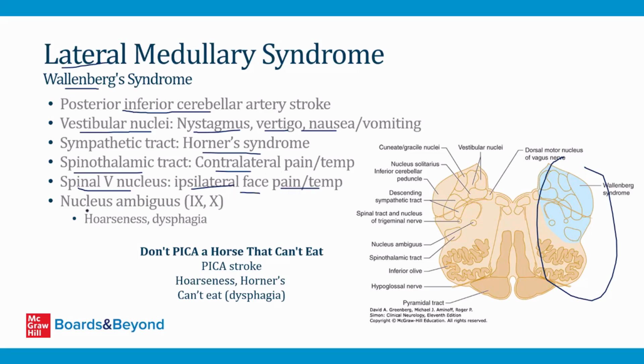And then finally, the nucleus ambiguus, which I talked about, is a common nucleus for a number of cranial nerves, including cranial nerves 9 and 10. That can be damaged, and so this can lead to symptoms like hoarseness and dysphagia. And so a mnemonic that many people use to remember the features of this syndrome, although there are many others, is "don't PICA a horse that can't eat." This refers to the fact that a lateral medullary syndrome is caused by a PICA stroke, presents with hoarseness and Horner syndrome. Patients have dysphagia, so they can't eat.